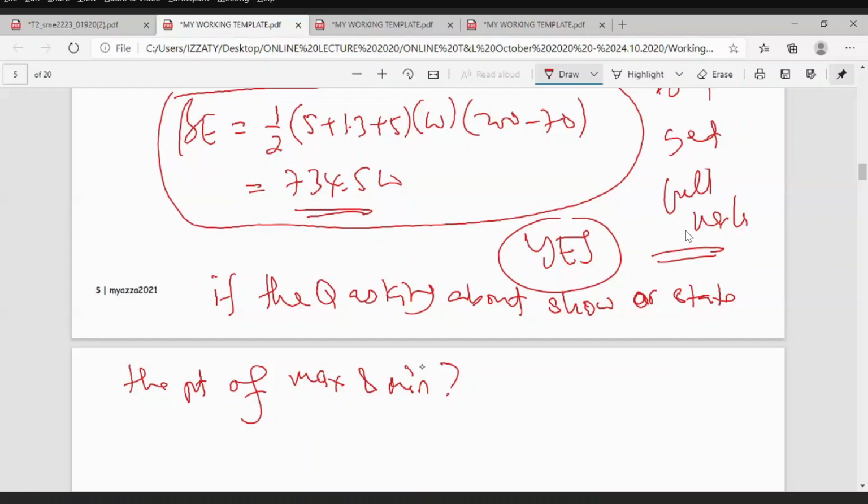You can use this equation. But when they're talking about the maximum and minimum point, you need to do the normal procedure, and you take this one as the equation to counter check your results.